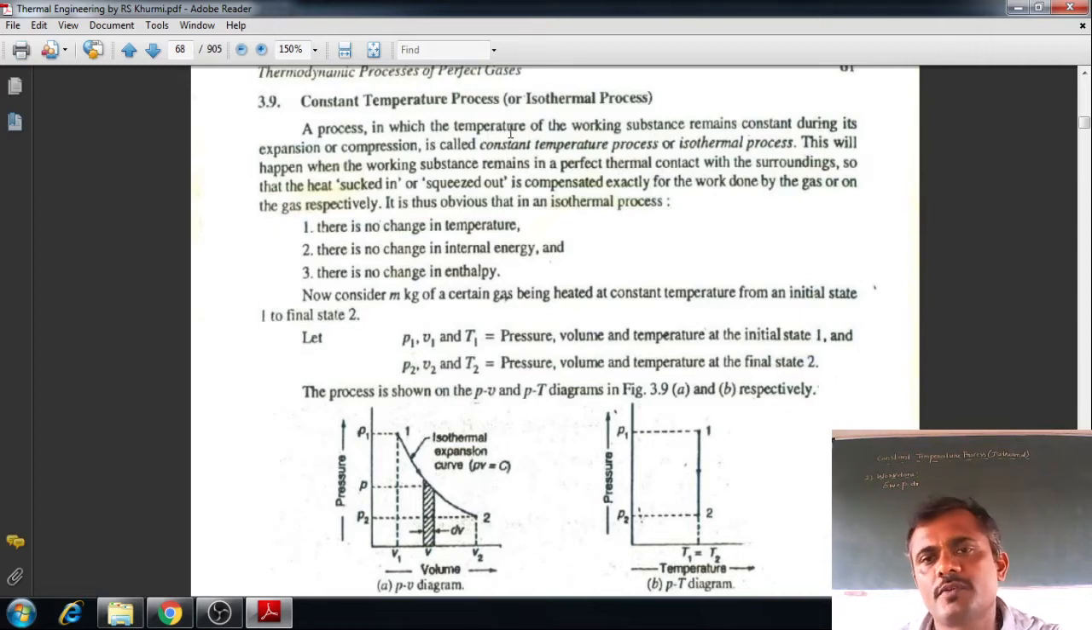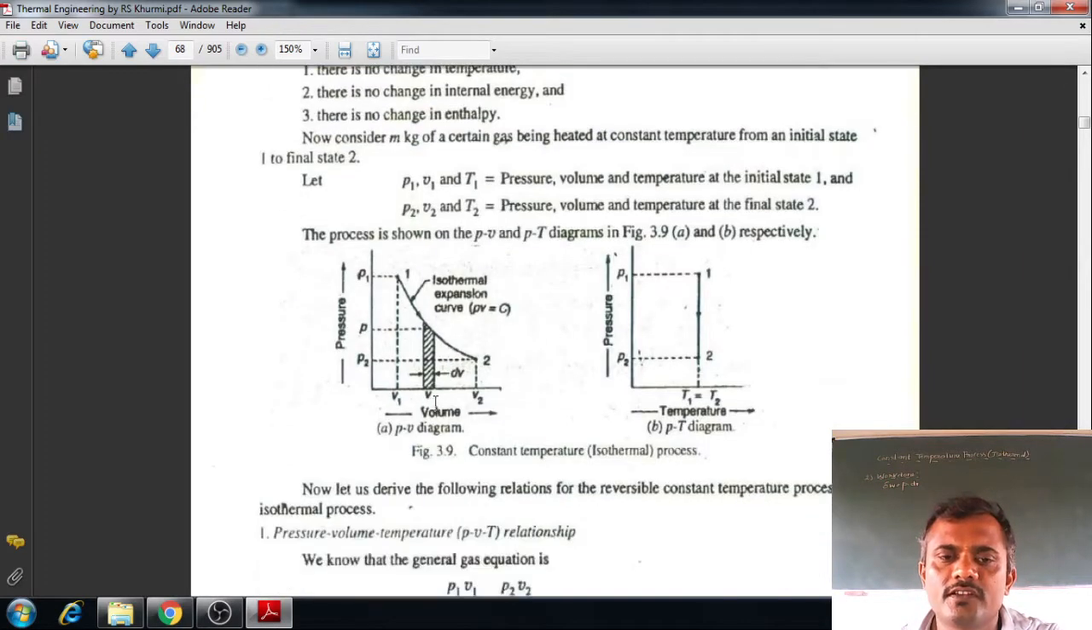Isothermal means constant temperature. As you know, if temperature is constant, then it is called an isothermal process. In this, there is no change in temperature. Temperature will not change because we are maintaining it constant. Iso means temperature is constant, and if the temperature is constant, then internal energy change is also zero. It becomes zero, and enthalpy change also becomes zero, because T1 is equal to T2, so definitely everything will be zero. So this is called a constant temperature process.